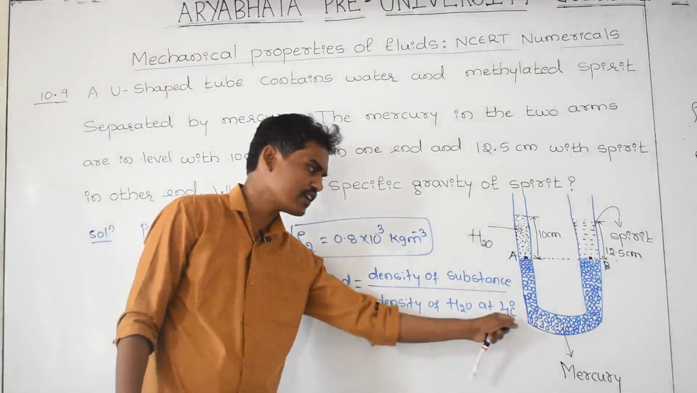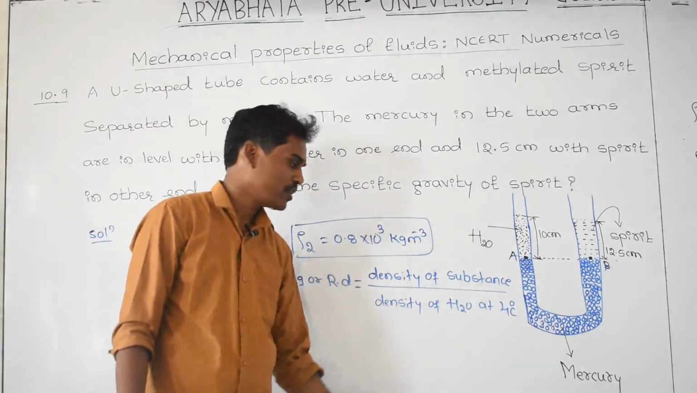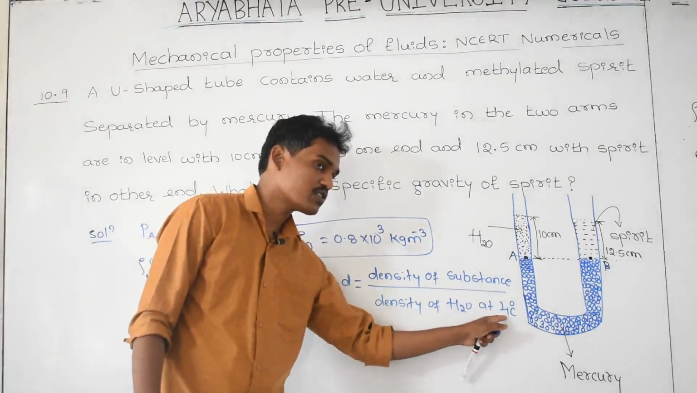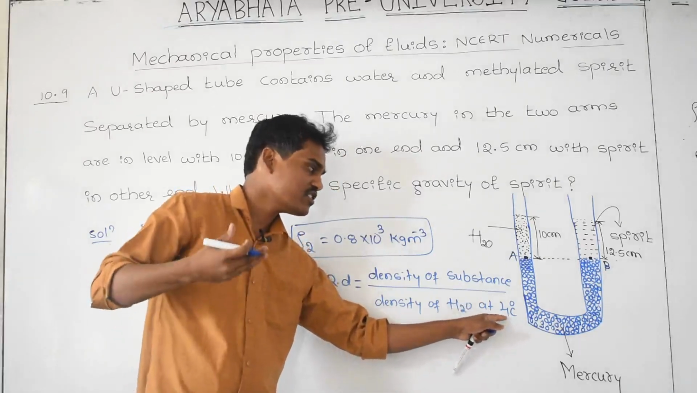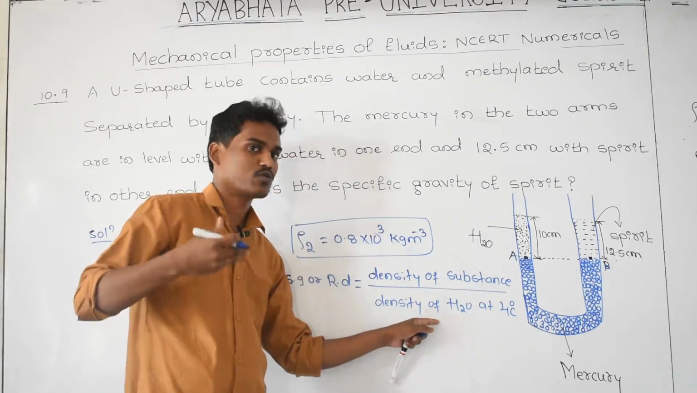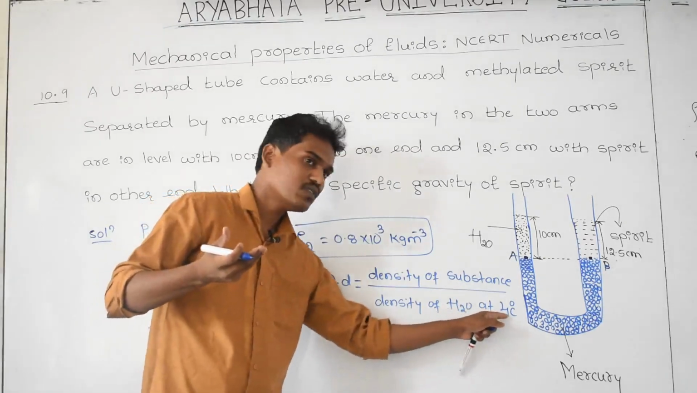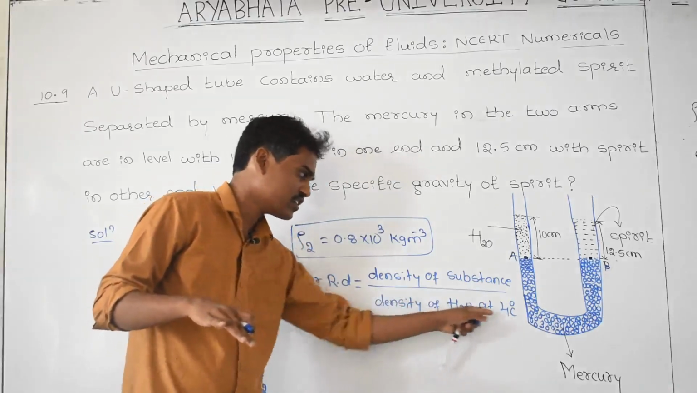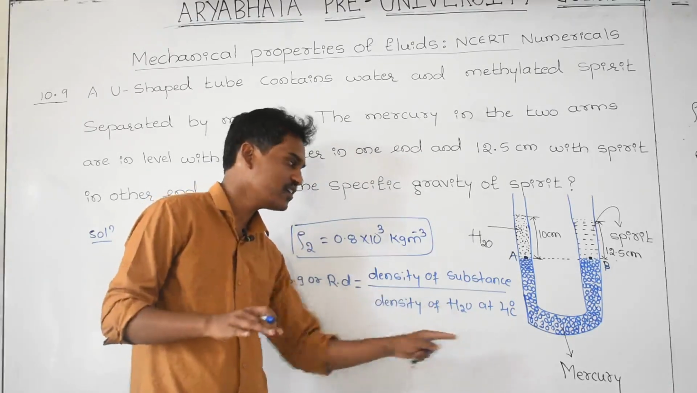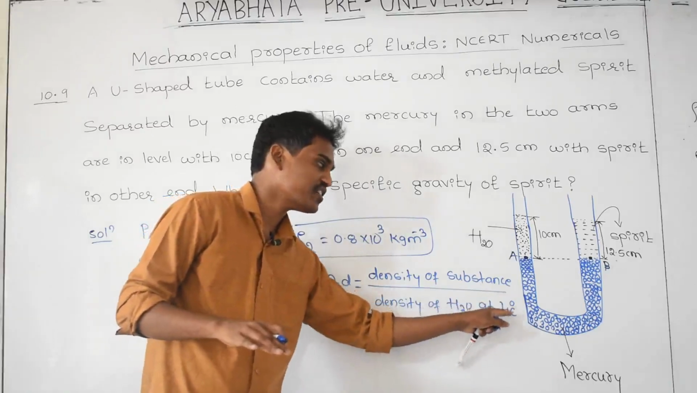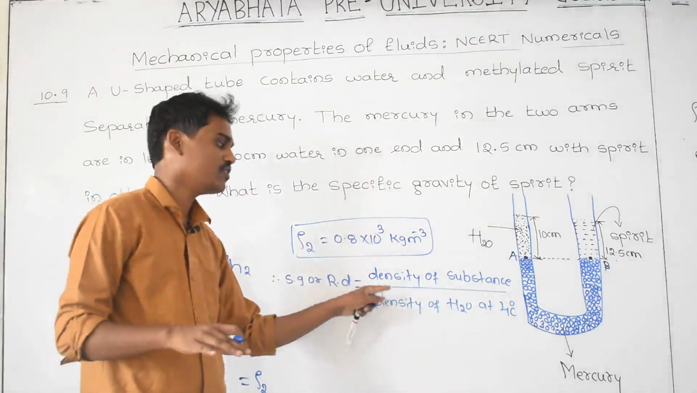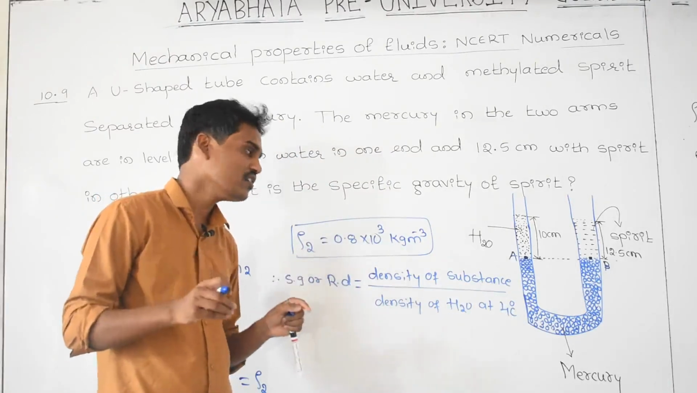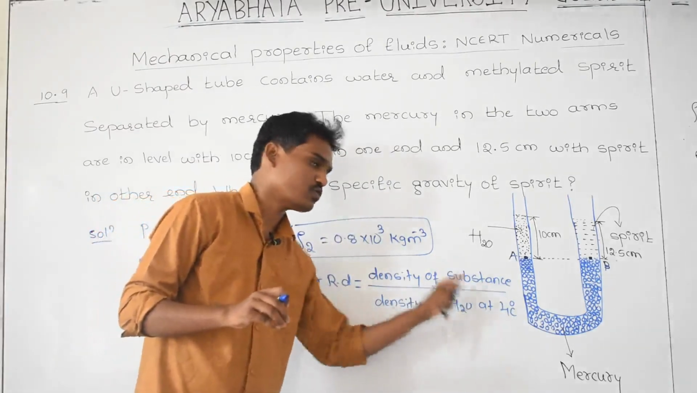Why are we taking a standard temperature? Because we have to take the density of water always at 4 degrees Celsius, because if you increase the temperature, the density of water changes, and if you decrease the temperature also, its density changes. That's why at 4 degrees, a standard temperature, the density of the liquid never changes. That's why we have taken H2O as the standard.